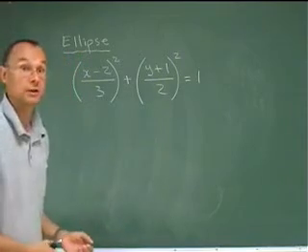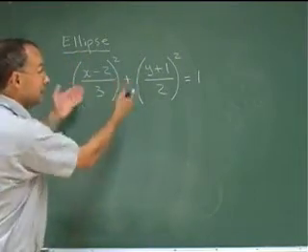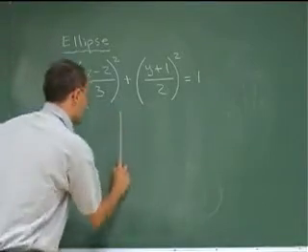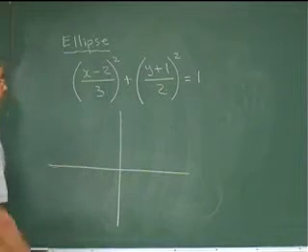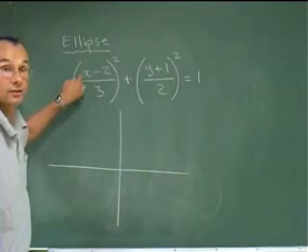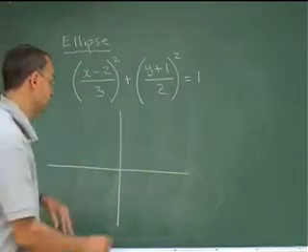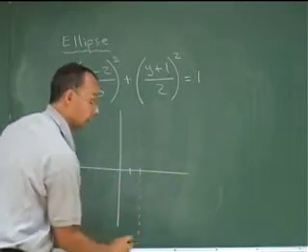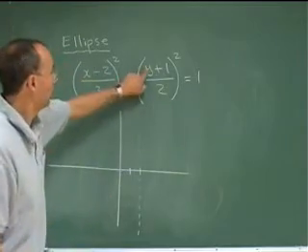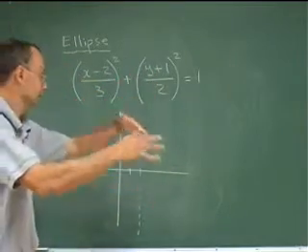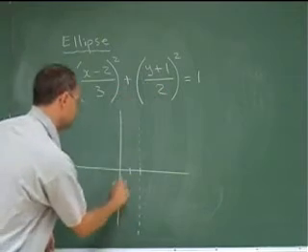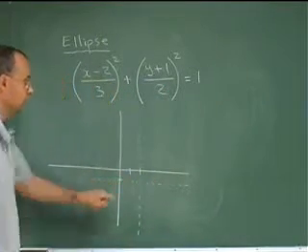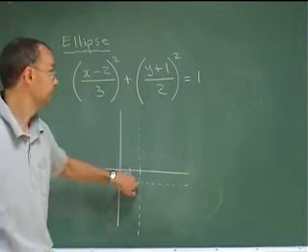Let me show you how easy it is to graph this when it's in standard form, which is what we really like. On the x-axis, we want to shift over to positive 2, and my little dotted guideline. On the y-axis, we want to shift down to negative 1, and the guideline. So there's the center of my ellipse.